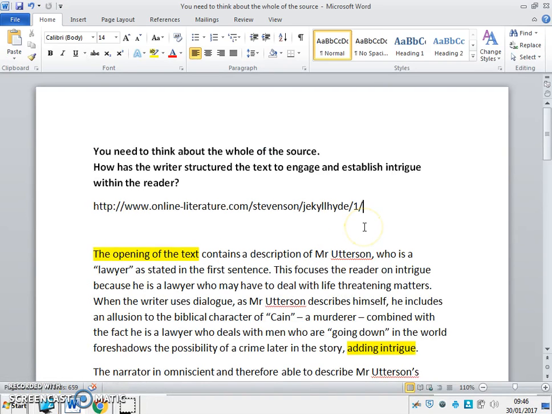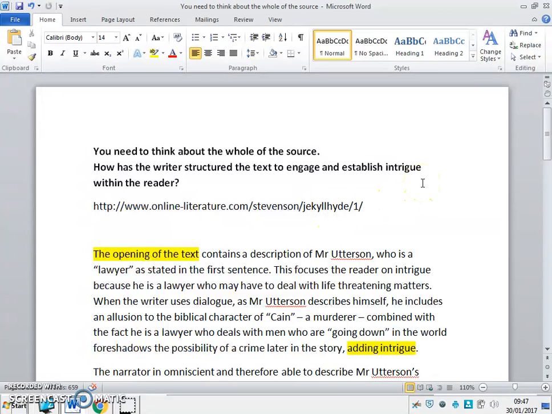Okay, Year 11. This is an example of a structure question from the GCSE English Paper 1. A lot of people have asked me what it should sound like. What I've used for this, it's freely available online, is the opening of the novel Dr Jekyll and Mr Hyde. There is a link there, I'll also put it in the description.